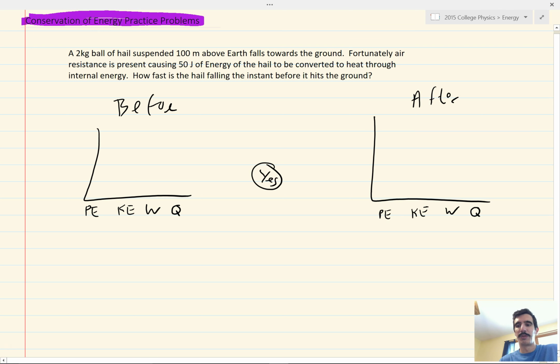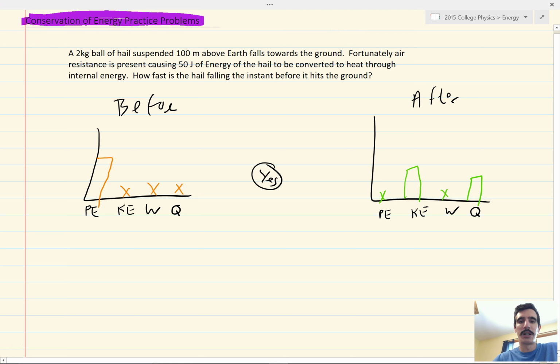Okay, so based on the problem, what type of energy does the hail have before? Well, it only has potential energy. No kinetic, no work, no internal. After, what type of energy does it have right before it hits the ground? Well, it's right before the ground, so no potential. It's got kinetic because it's moving. No work is being done on it. And some of it was converted into internal. So we've got kinetic and internal energy.